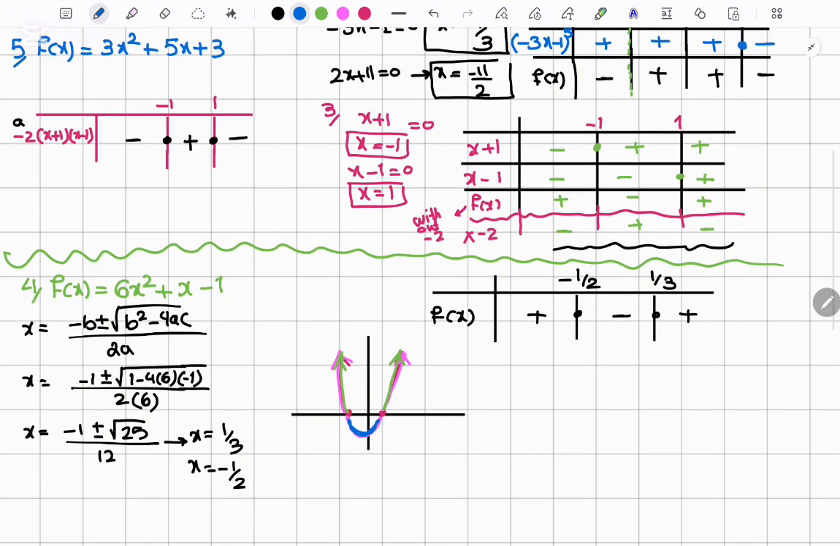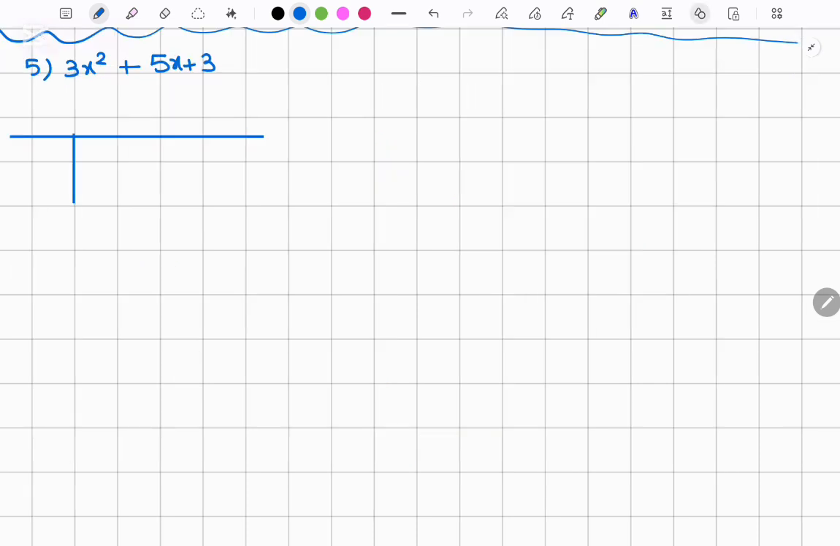I'm going to be back with number 5. So ta-da, I'm back with number 5. So the first thing I'm going to do is this, that I'm going to find the solutions. So at first, x is equal to -b plus or minus radical b squared minus 4ac over 2a. So this is going to be -5 plus minus radical b squared over, it's going to be -11 over 2 times 3.